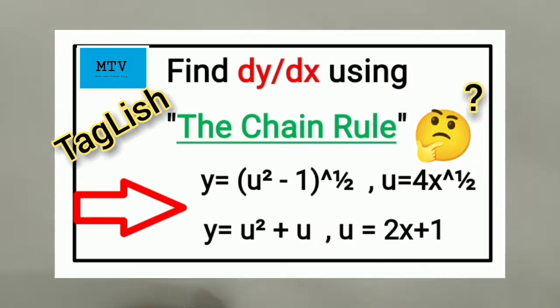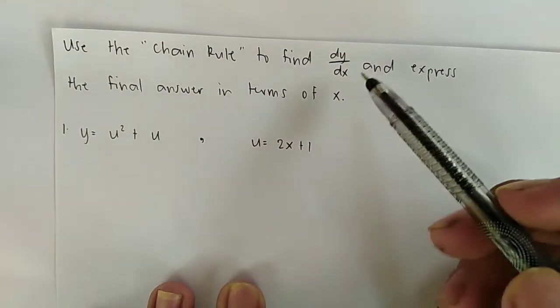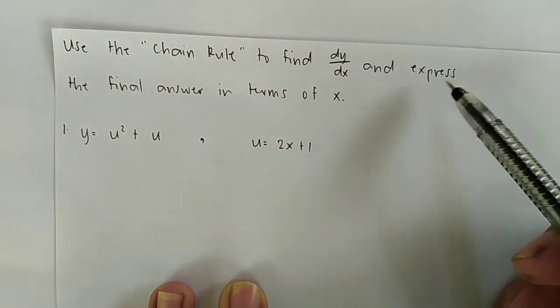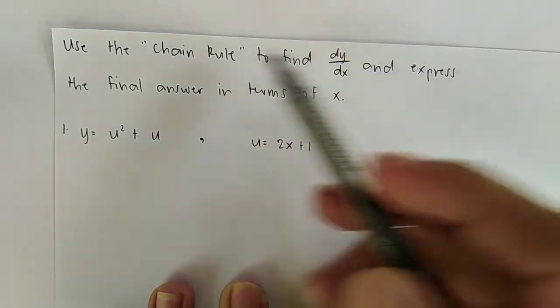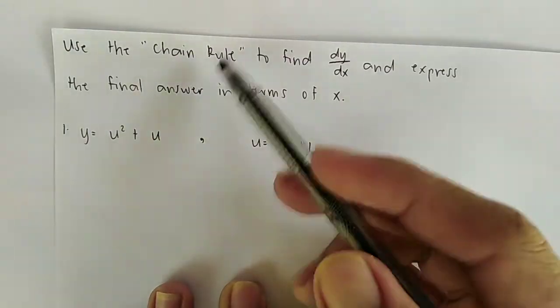In this video, tuturuan ko kayo kung paano kukunin ang isang derivative ng function gamit ang chain rule. Narito ang aking unang halimbawa. Babasahin muna natin yung condition: Use the chain rule to find the derivative of the function y and express the final answer in terms of x. Babalikan natin yung condition na yan pagkatapos natin solve yung derivative gamit ang chain rule.